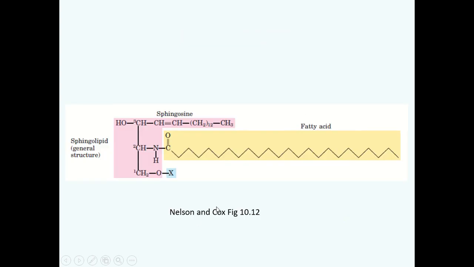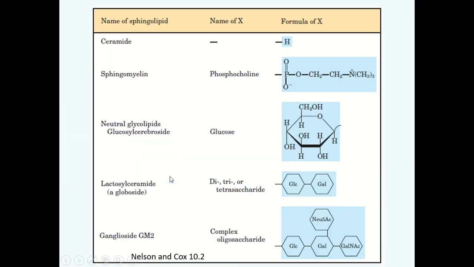This is a representation of a typical sphingolipid. So this part shown here is sphingosine to which a fatty acid is attached. Different types of polar head groups are attached here, represented as X. These polar head groups are shown here. If X is a hydrogen atom, then the sphingolipid is called a ceramide. If phosphocholine is attached to sphingosine, it is called sphingomyelin.